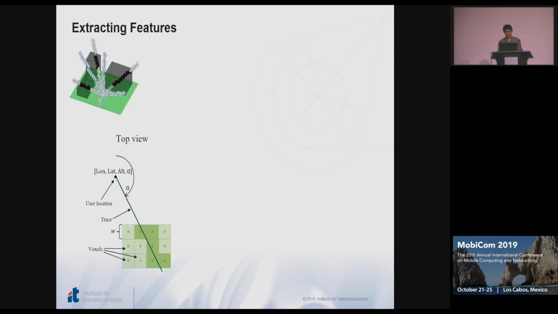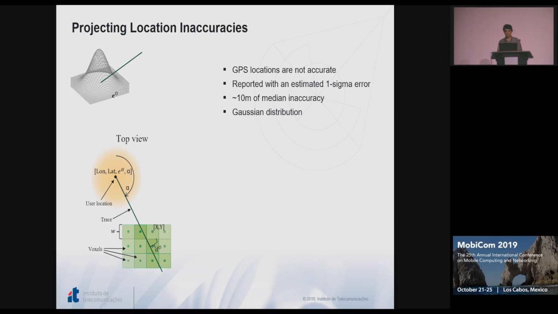The next step is to extract the features. For this step, from the location and the satellite signals, we need to map the signals to every crossing voxel. Unfortunately, our positions are not accurate. We have an average of 10 meters of accuracy on our collected data set. And we use smaller voxels to have a higher granularity or precision. So we use 4 meter wide voxels.